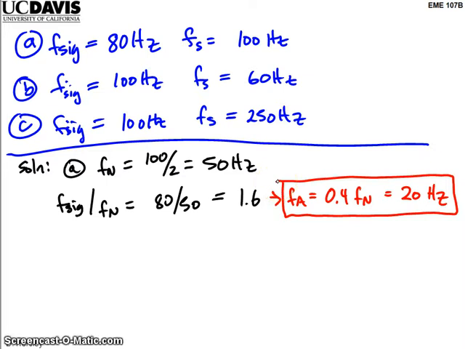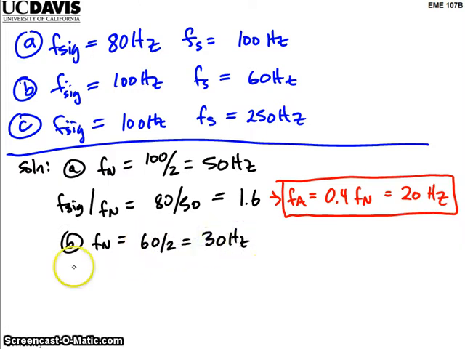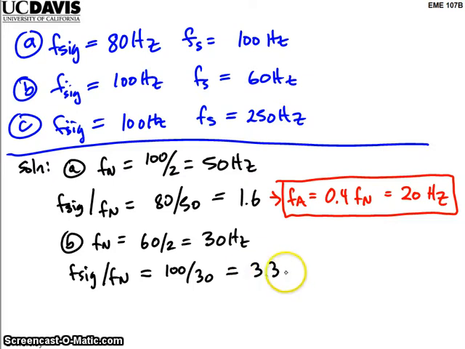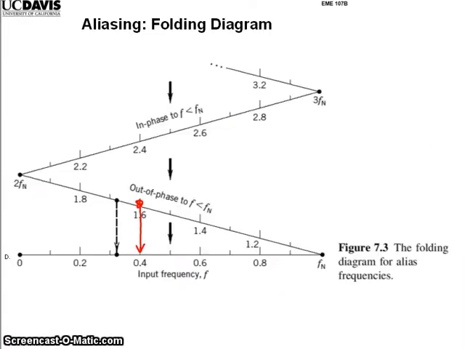Okay, now for part B, the Nyquist rate is 60 over 2, or 30 hertz. So f sig over the Nyquist rate is 100 over 30, which ends up being 3.33. And so now we go back to the folding diagram here. It's actually not here, but we can sort of imagine where it is, right? This actually ends up being 3.3. Okay, so it's going to come down like this.